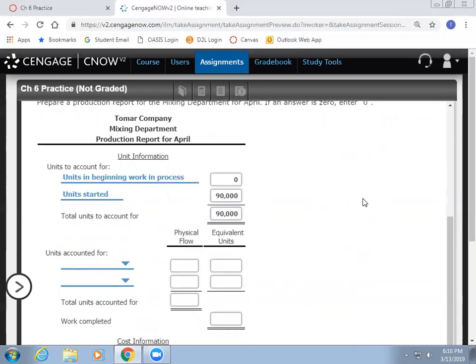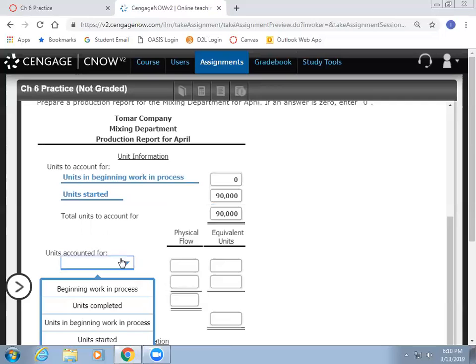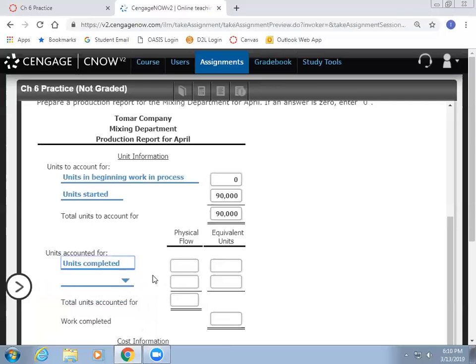Down here, we're going to do the same with getting what was actually completed and transferred out and the ending work in process. So again, when you're calculating equivalent units of production, you're always doing it on the second part of the reconciliation. It's always off of what was completed and transferred out, plus what's still in ending work in process. Okay, so they told us 75,000 were transferred out. So units completed, the physical flow, is actually 75,000.